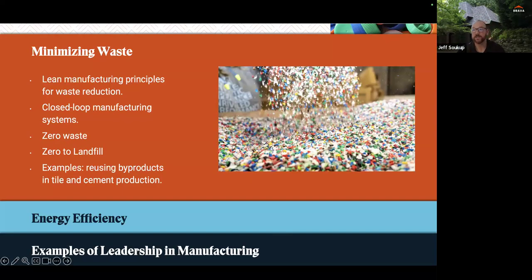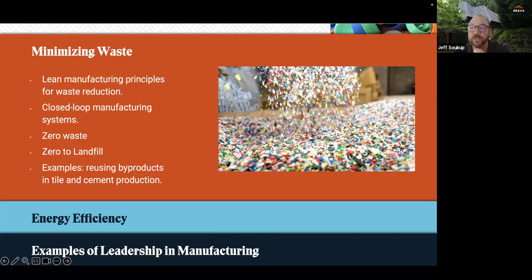Closed loop manufacturing, this is going to be designing systems where materials are reused, remanufactured, or recycled back into the production cycle. So if a manufacturer is machining plastic, they're taking the offal and recycling it back into their material, minimizing the need for virgin raw materials so we can use recycled content. Circular manufacturing, an example of this would be using recycled polymer to manufacture either synthetic roofing tiles or other synthetic materials.